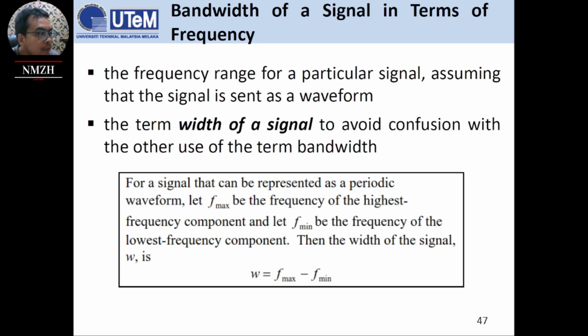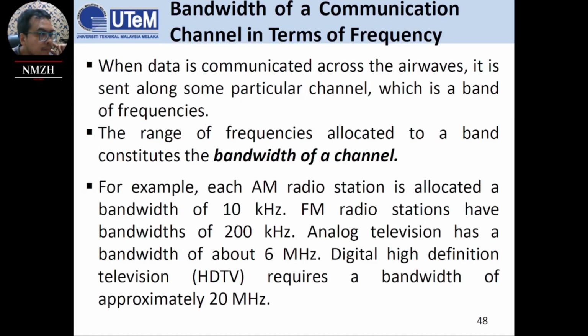Okay, this one is the frequency range of a particular frequency width. So I think the width is basically the difference between max and min. Okay, so that would be the idea of the width of a signal. So when data is communicated across the airwave, it is sent along some particular channel. Width is the band of frequency. For example, the range of the frequency allocated to a band constitutes the bandwidth of the channel. Okay, the range of frequency.